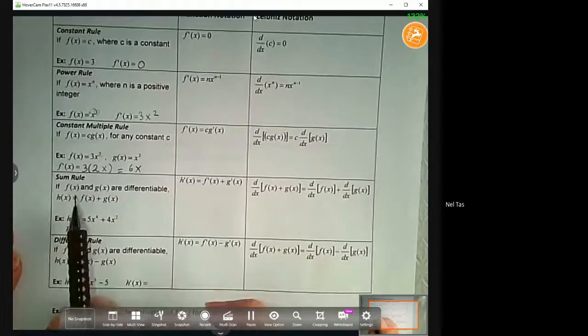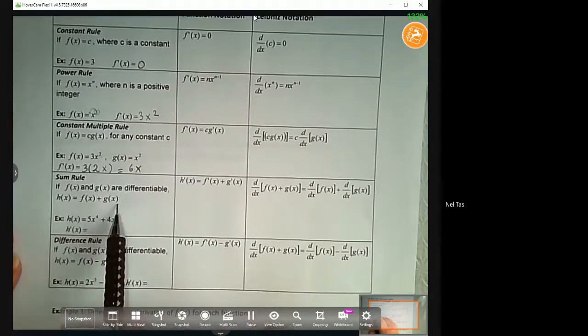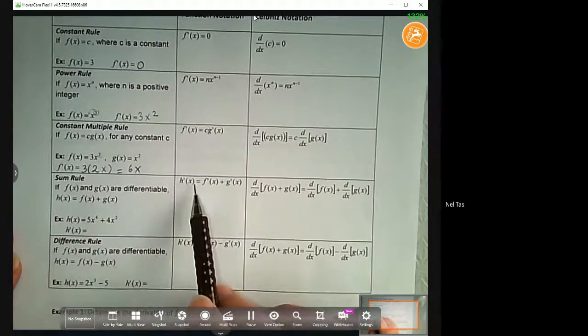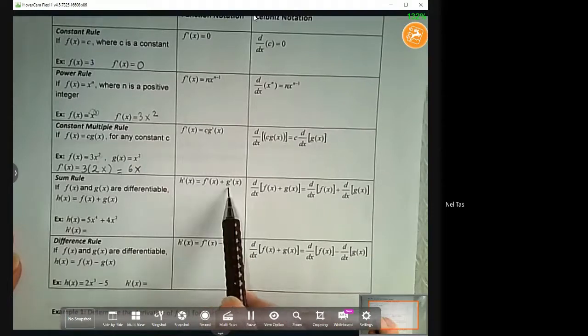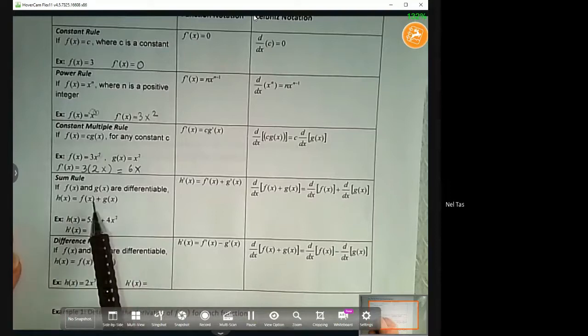Another rule is sum rule. If f of x and g of x are differentiable, and if you have h of x equals f of x plus g of x, then the derivative of that will be f prime of x plus g prime of x. Okay? So let's say we have h of x equals 5x to the power of 4 plus 4x squared. So we can consider 5x to the power of 4 as f of x, and 4x squared as g of x.